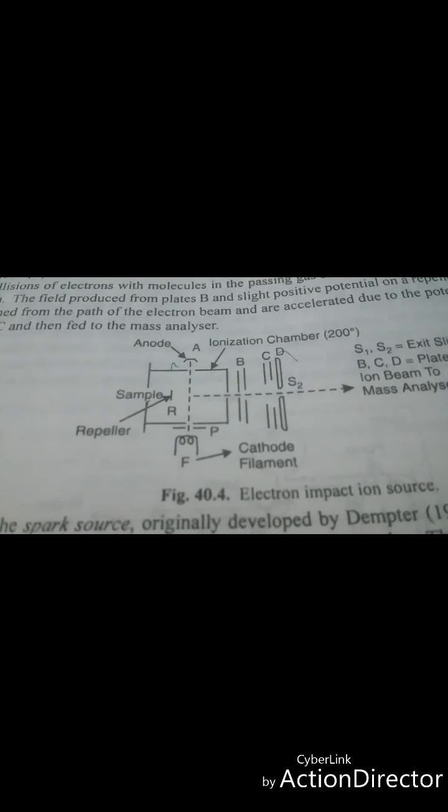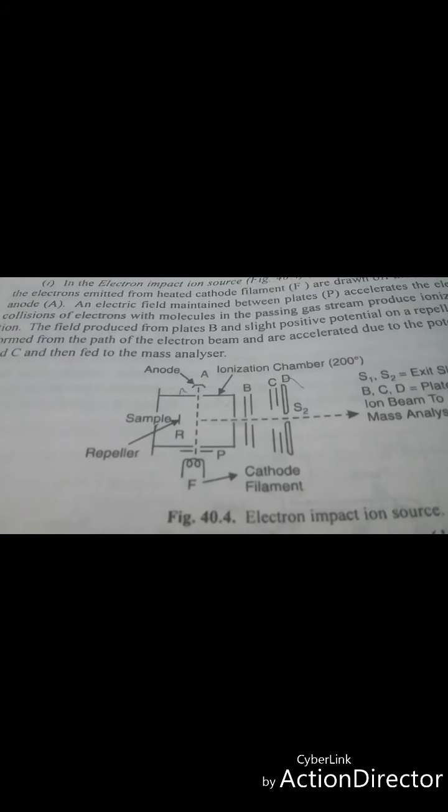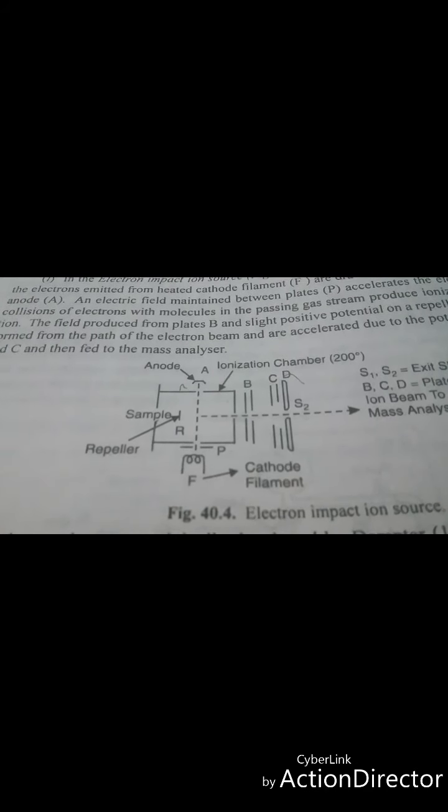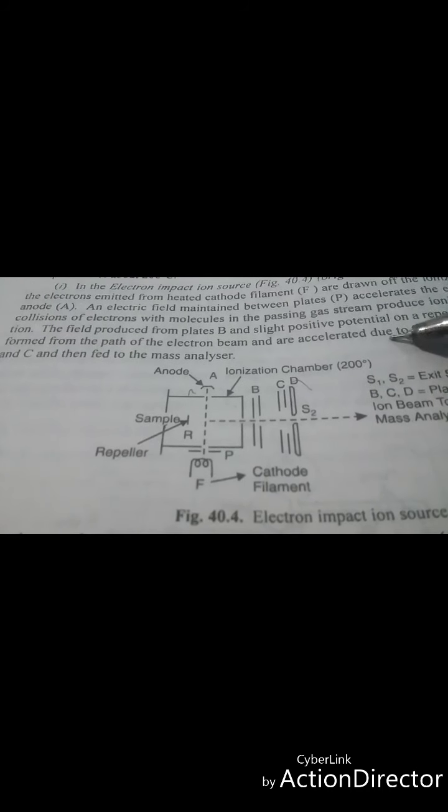Let us talk about electron impact ionization. This is the electron impact ionization source. It is one of the oldest methods and was developed by Bleakney in 1929.